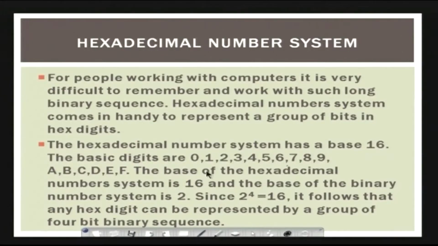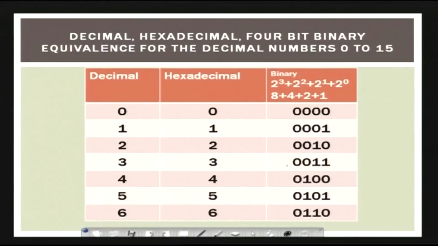It becomes handy. The hexadecimal number system is one which has a base 16, and the hexadecimal digits are shown here, which are 0, 1, 2, 3, 4, 5, 6, 7, 8, 9, and after 9 we do not have 10, instead we have A, B, C, D, E and F. The base of the hexadecimal number system is 16, whereas the base of the binary number system is 2. Since 2 power 4 is equal to 16, it follows that any hex digit can be represented by a group of 4-bit binary number, and that is what is shown here in this table.